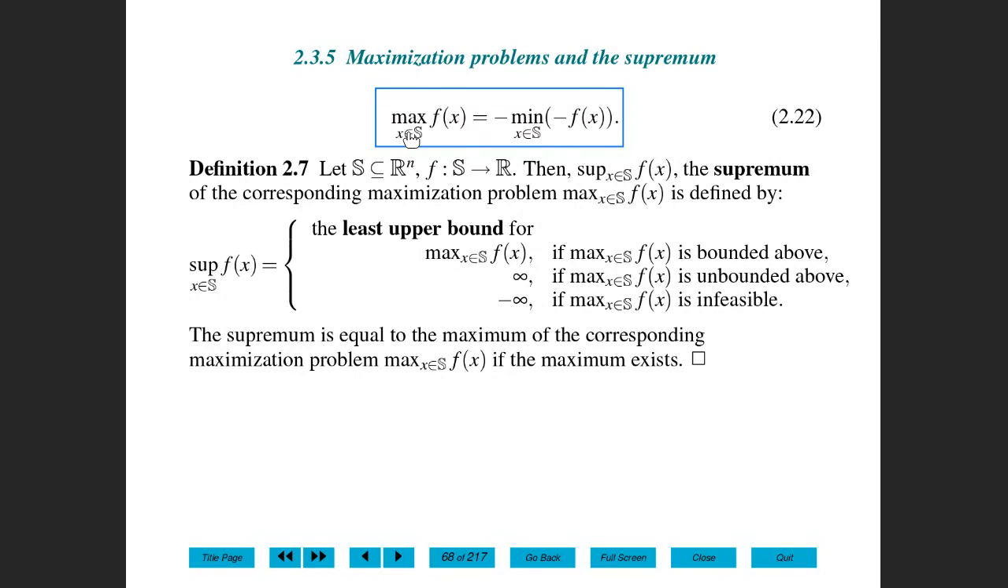So if we want to find the maximum, we can still apply the minimization directly. The only thing we have to do is to take the function as negative, and then at the end of the day, we have to make it negative again. So this equality helps us to see that the maximization problem can be solved using minimization approaches.